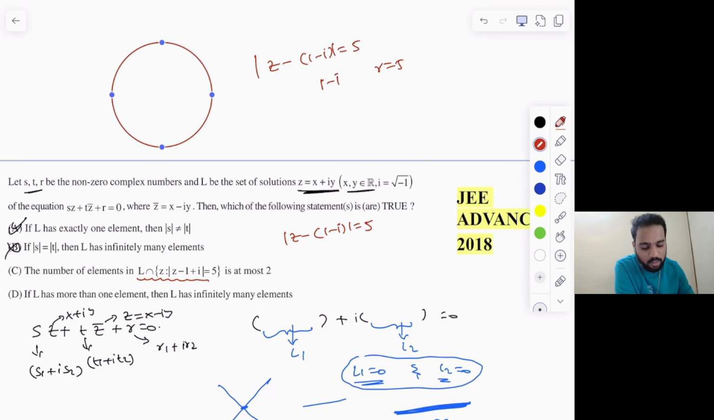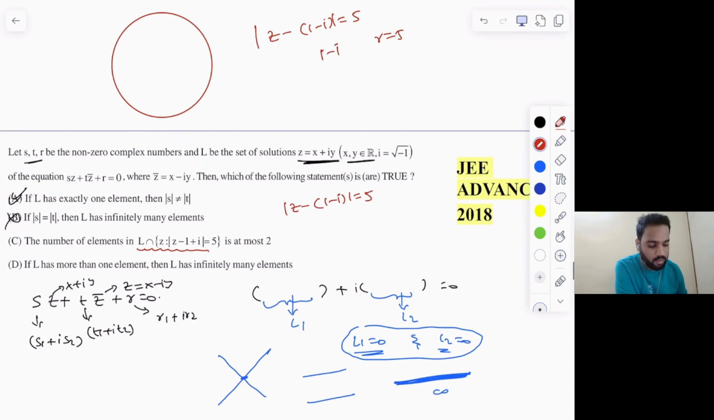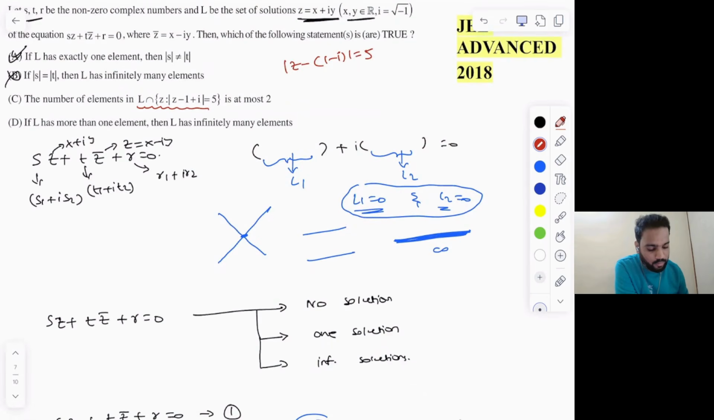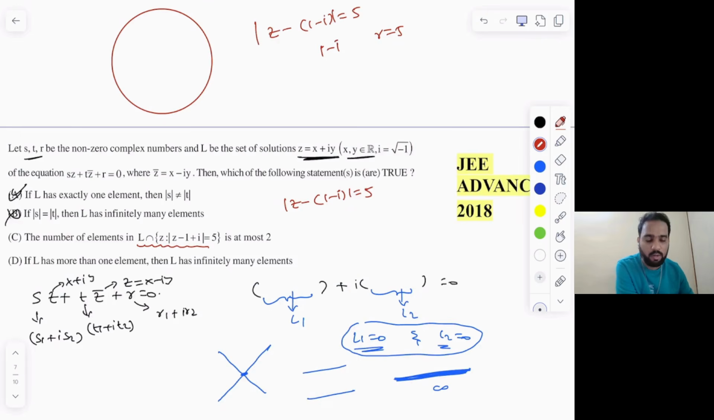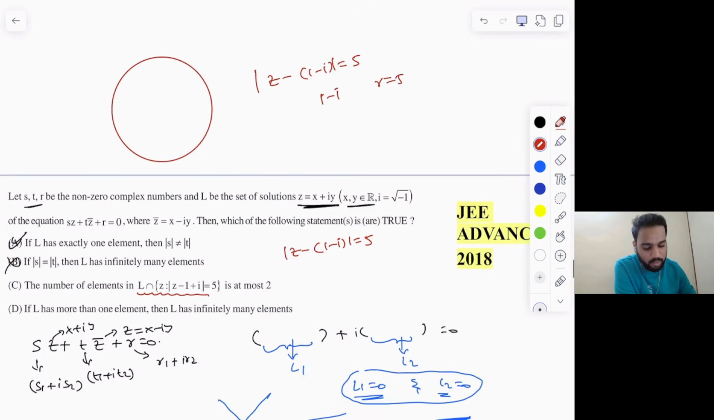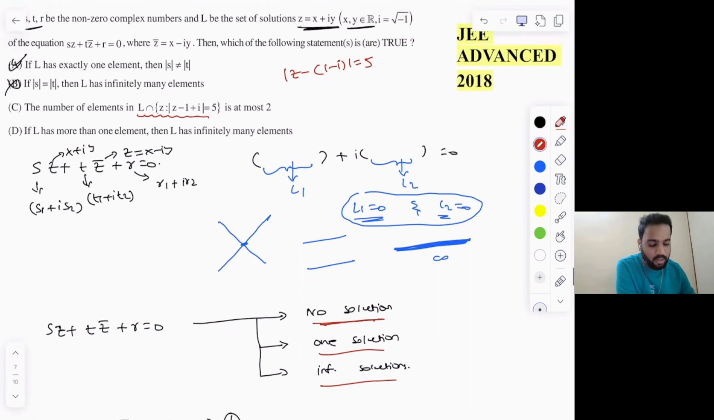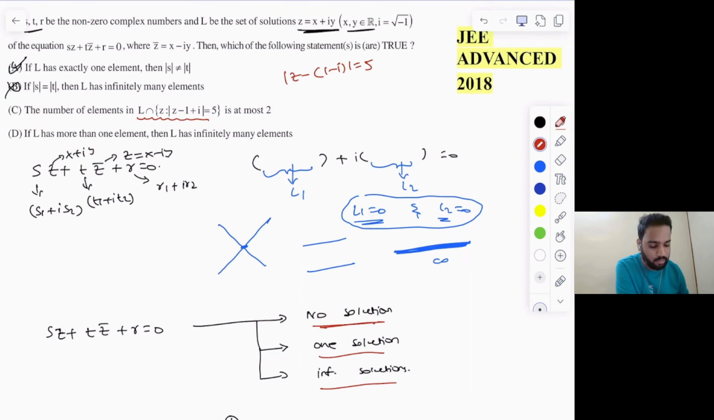Now, what exactly are you trying to do? You are taking the intersection of this circle and the set L here. But what is set L representing? Either one single solution or no solution or an infinite number of solutions, that is, two coincident lines. Okay. Now, if you observe carefully, if you take the common part of these two, the maximum number of elements possible is only two. Because when you take a straight line and a circle, the maximum number of points of intersection is only two, right?